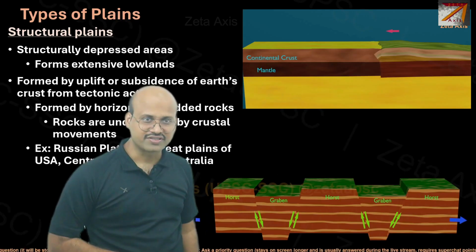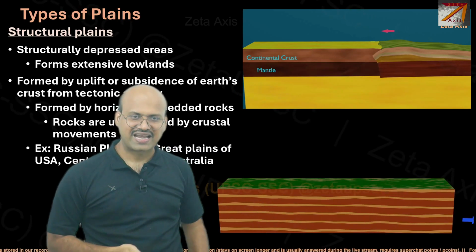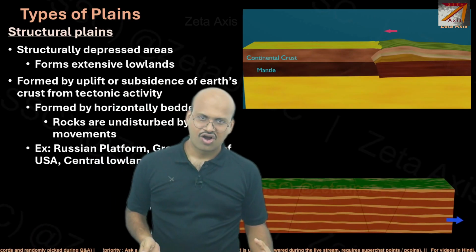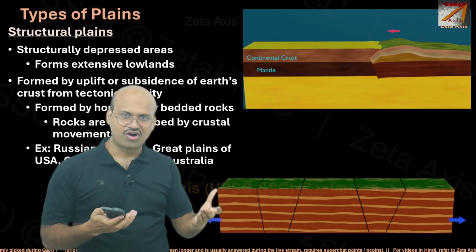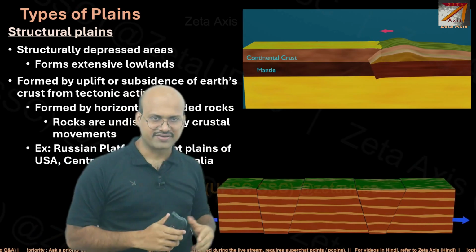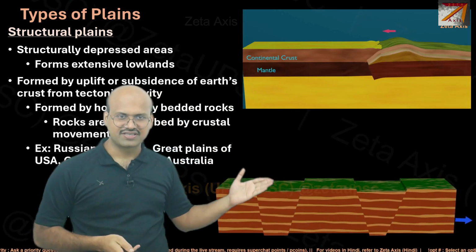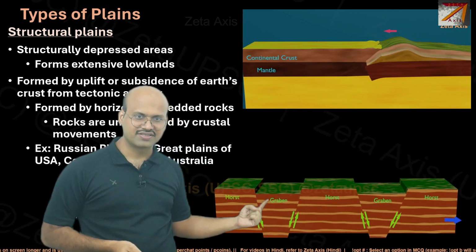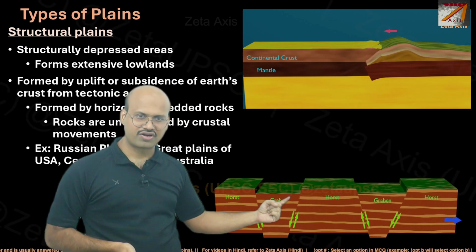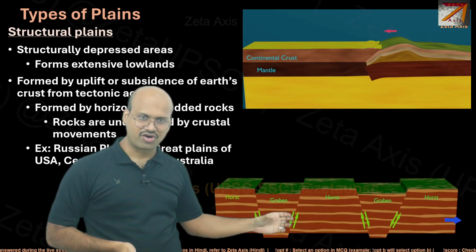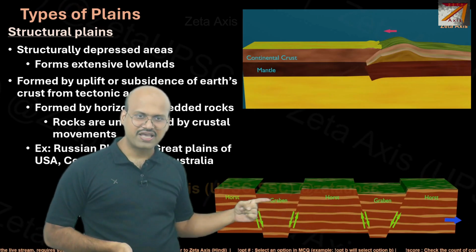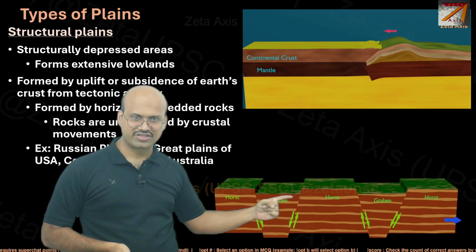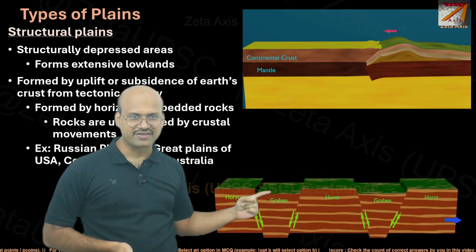And because of this, a large chunk of landmass could be uplifted or subsided, and because of this, a plain region can be formed. Here we can see that because of this structural faulting, this whole region will move downwards and there will be a planed surface over there. So this could form a plain region.